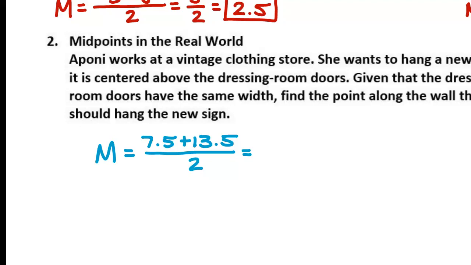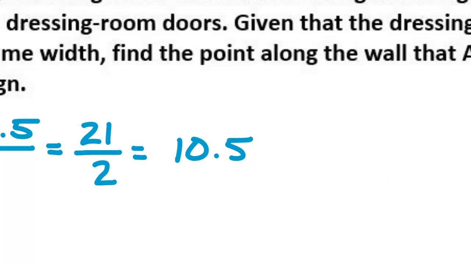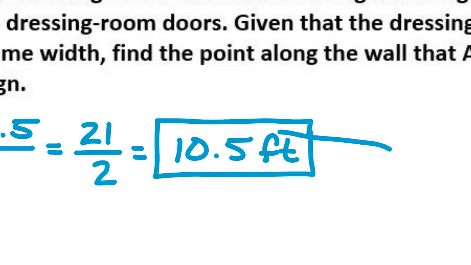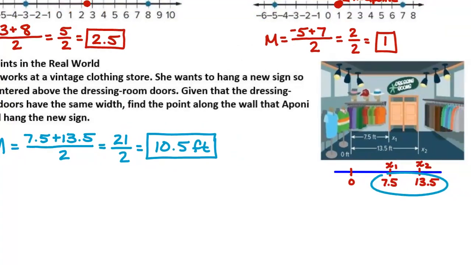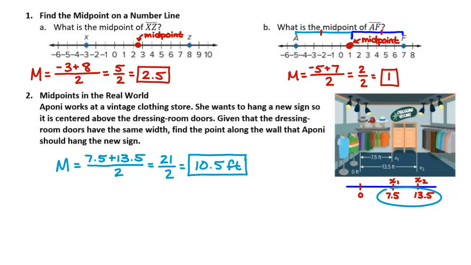What is 7.5 plus 13.5? 21. And 21 divided by 2 is 10.5. Now in this case, do I need to put units with it with a story problem? Yes. What kind of units should I put with that? Feet. So at 10.5 feet along the wall is where she needs to hang this sign. Let's go ahead and flip to the next page. We'll do one more like this.